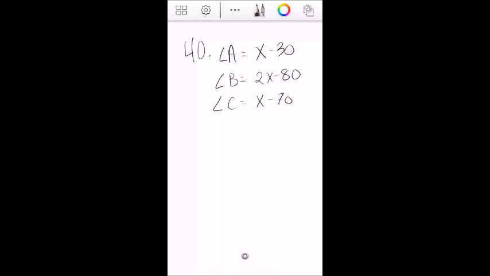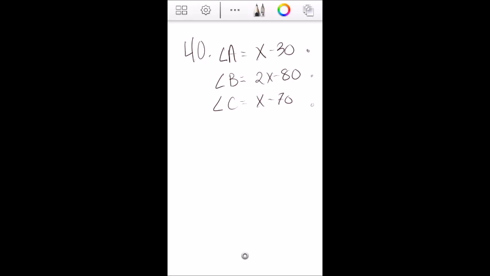Number 40 says, in triangle ABC, the measure of angle A is x minus 30, the measure of angle B is 2x minus 80, and the measure of angle C is x minus 70. And it says, what kind of triangle is triangle ABC? Acute scalene, equilateral, obtuse, or right scalene? So first thing I want to do is figure out how to classify it by its sides, because we know all the sides. We're just missing one crucial piece, which is x.